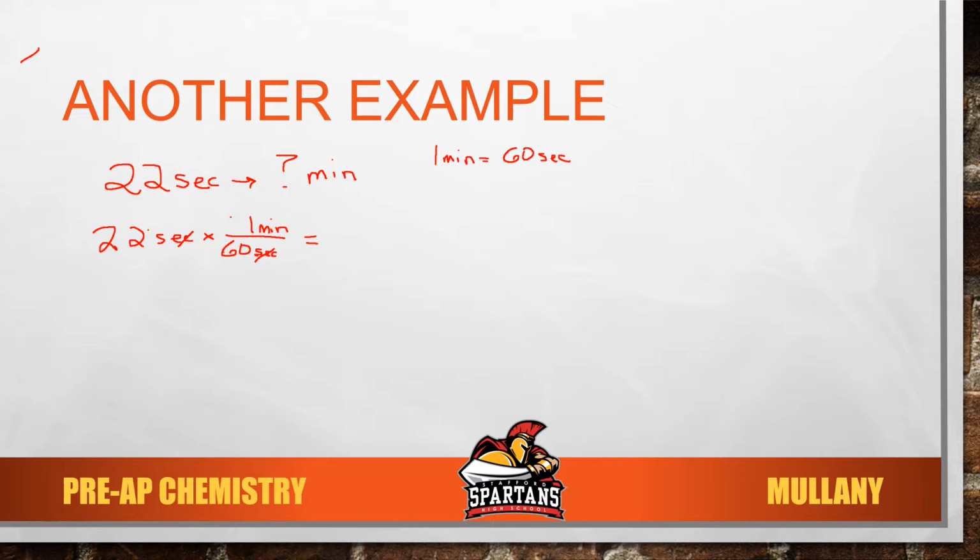So I'm going to get my calculator out. 22 times 1 divided by 60 equals 0.366666666. Now, we'll get to the sig figs in a minute. I will do this. Call it 0.37. 0.37 minutes. That's the answer. Let's do another example, because really that's as hard as it gets.